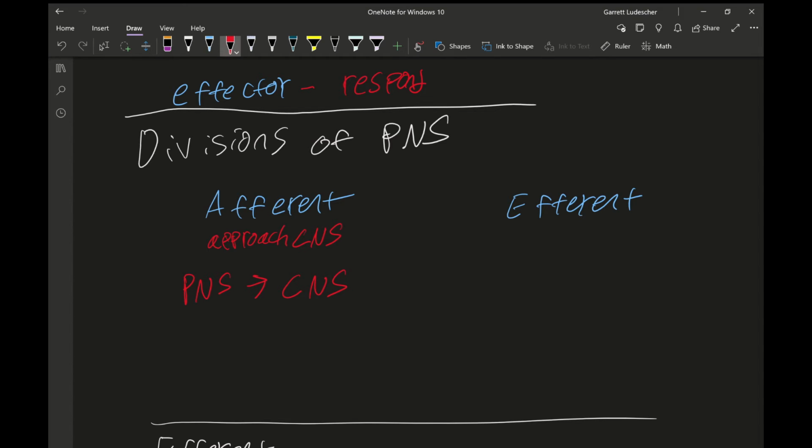And then the opposite of that is the efferent, which carries motor commands from the CNS, but really you need to know that it exits the CNS. Something that we learned in class is you can use the A for afferent, and then efferent for exit. And so this is CNS to PNS. Okay, that's pretty easy.